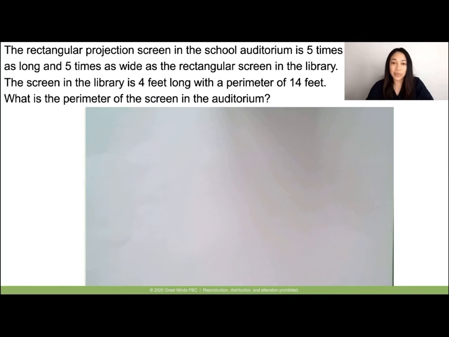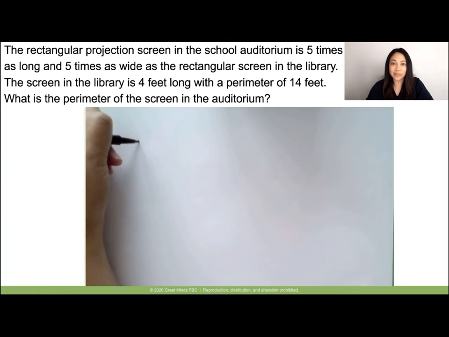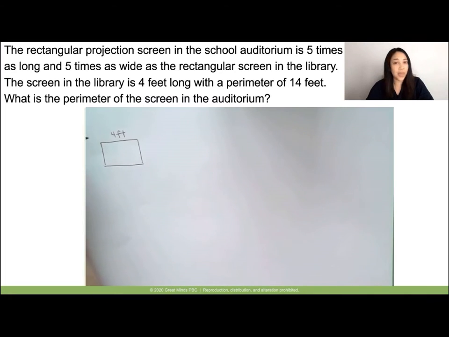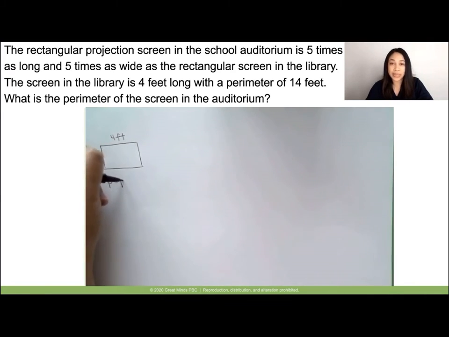Using all of this information, let's begin to draw what we know. We'll first start with the library screen, which is smaller. We know its length is 4 feet. We don't yet know its width, but we do know the perimeter is 14 feet. How can we use all of this information to determine its width?